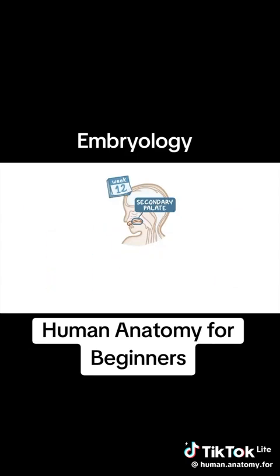The development of the secondary palate usually completes by week 12 of development. So the critical period for face and palate development is between month 2 and 3, or from week 6 to 12.